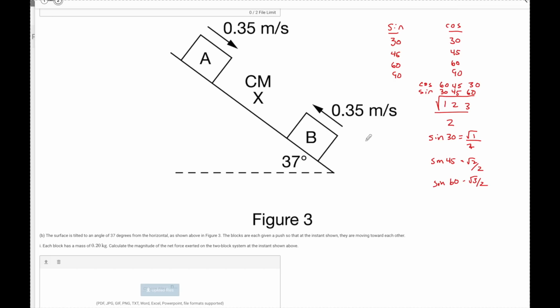I just want to review those quickly because on the 2020 exam, they're not going to give you 37 because you're not going to be required to use a calculator. But it's fair as an AP Physics student that you know the sine and cosine of these general angles. That being said, let's jump into part B here.